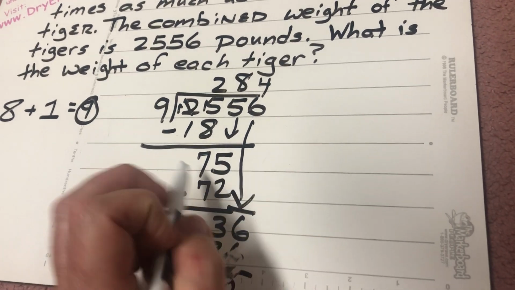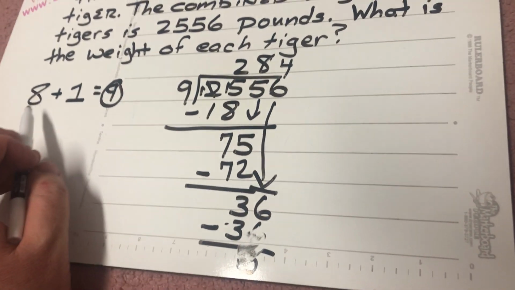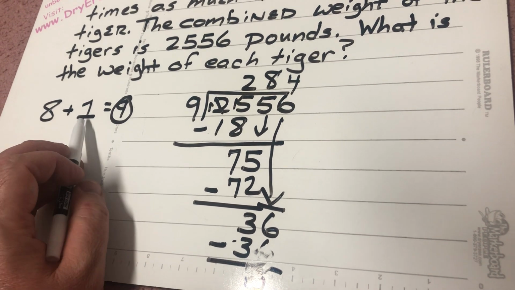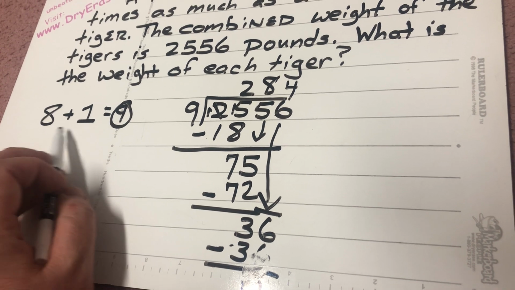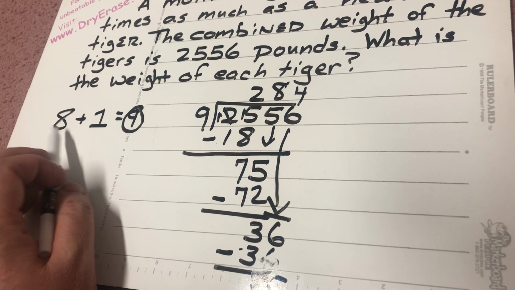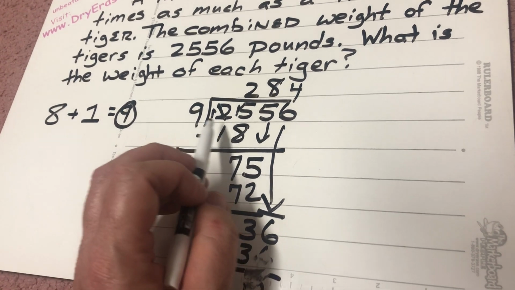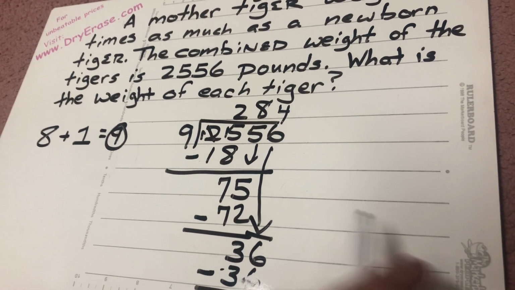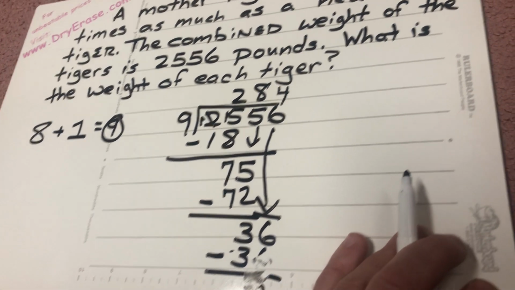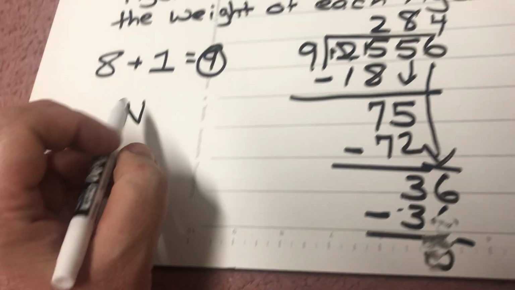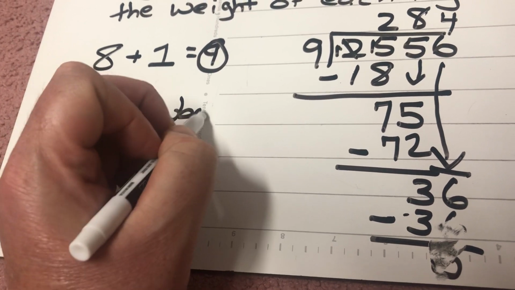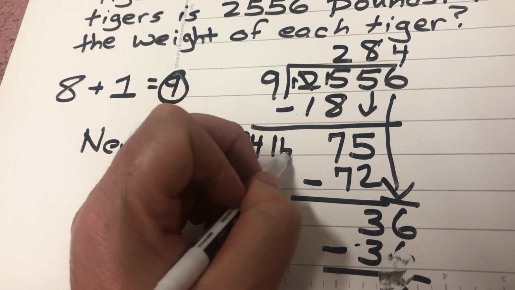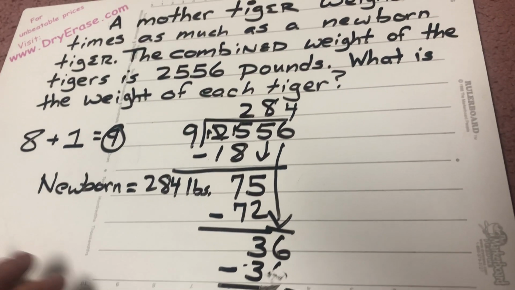So that tells me that when I take the 9 groups, the mother tiger being 8 times as much as the newborn tiger, just like 8 is 8 times more than 1, the newborn tiger represented by 1, the mother tiger represented by 8, that equaled 9. I took the 2,556, which is the combined weight of the 2 tigers, and divided that by 9. I got 284. That tells me that the newborn equals 284 pounds. But I need to figure out the weight of each tiger.